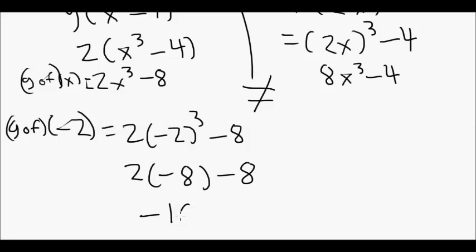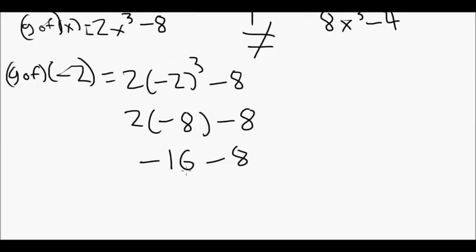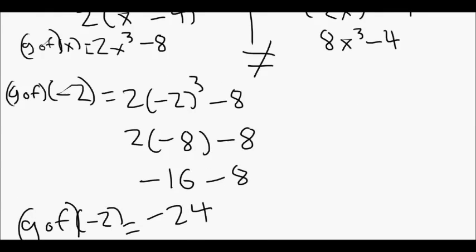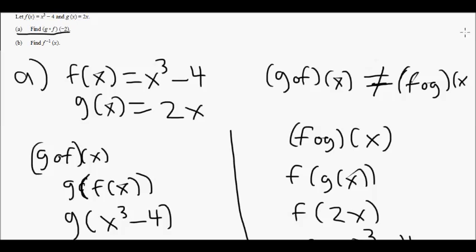Then we follow through the equation. Using algebra, we find that 2 times negative 8 is negative 16. So negative 16 minus 8, and this is negative 24. So that is what g of f of negative 2 is: negative 24. Now that we've done that, let's go on to the next question here.